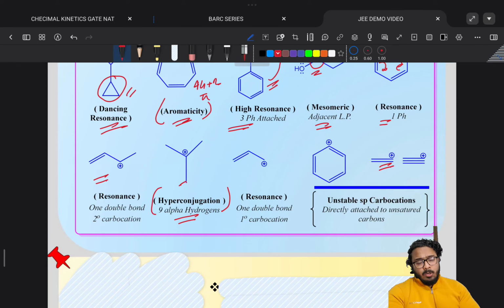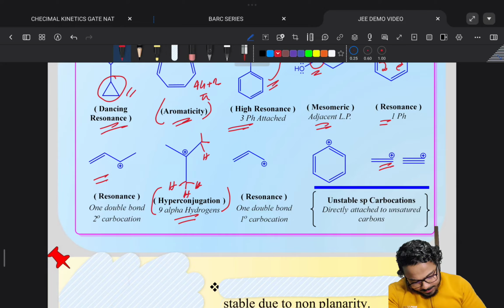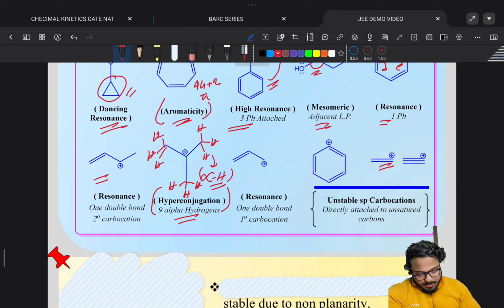The carbocation-attached group has a number of hydrogens, because here it is 3, here is also 3 hydrogen, and here is also 3 hydrogen. So this is called alpha hydrogen. The more the number of alpha hydrogens, the more stabilized the carbocation will be. This is the basic concept. And this is the allylic carbocation.